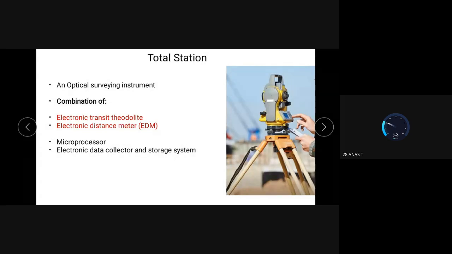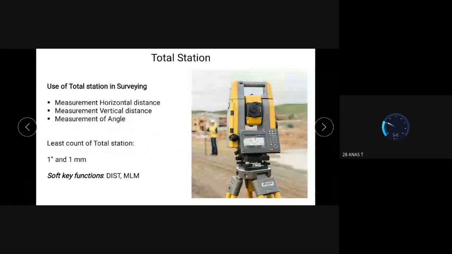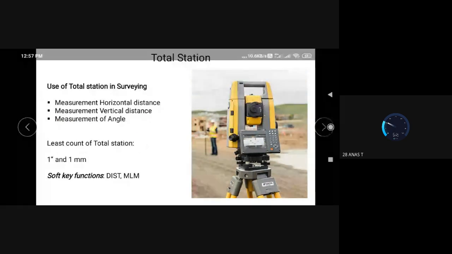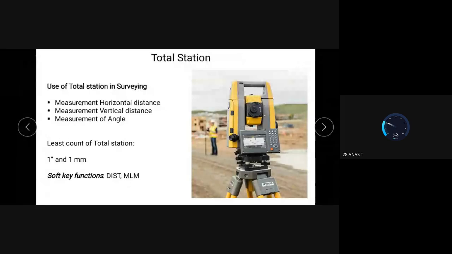So uses of total station is measurement of horizontal distance, measurement of vertical distance, measurement of angle. So with these, actually it is a general uses. So with this you can calculate many things which is needed for the experiment. So here actually what we are doing is just finding the area. For that we are only using this horizontal distance. So in this experiment we are actually measuring the horizontal distance and finding the area.